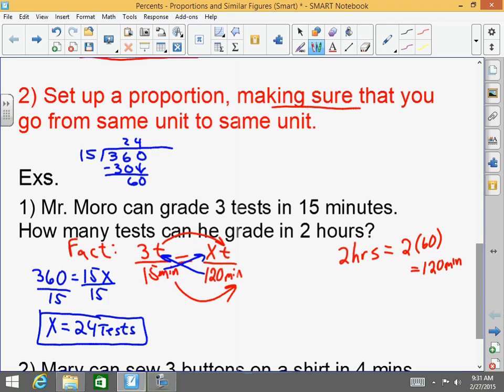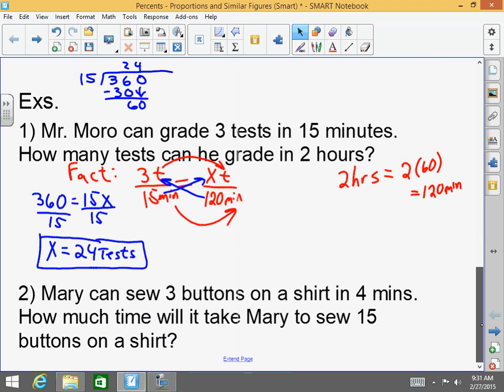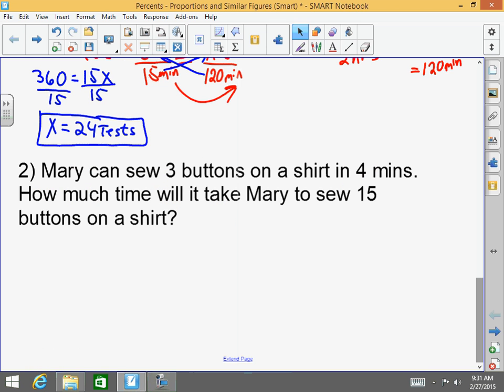All right, let's do another example now. Mary can sew 3 buttons on a shirt in 4 minutes. This time we're changing it. How much time will it take Mary to sew 15 buttons on a shirt? What is my fact ratio here, guys? What is the fact that they gave you? Not just 3 over 4, 3 buttons for every 4 minutes. You feel me? Okay, now, how can I set up the next ratio to complete this proportion?